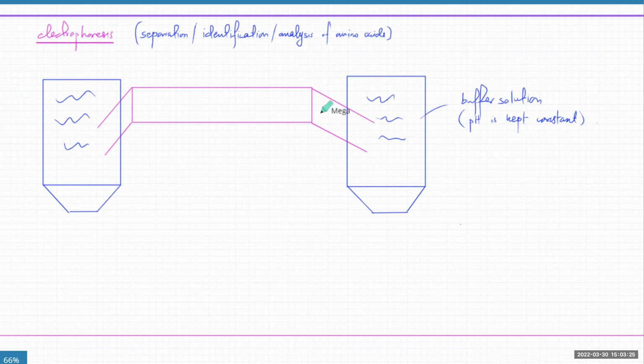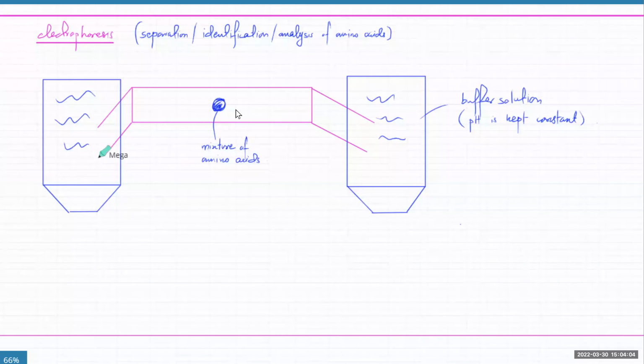Okay, what will happen in this? You'll put a mixture of amino acids over here. And in the middle you'll put 2 wires. Okay, there's going to be a battery.